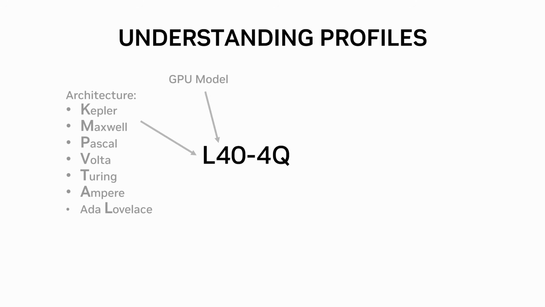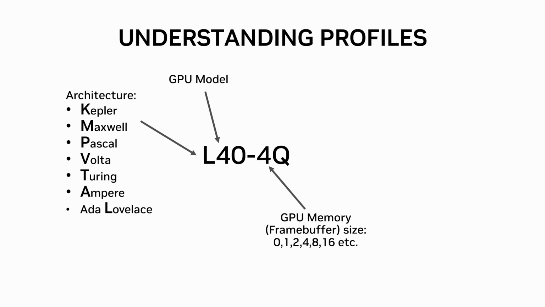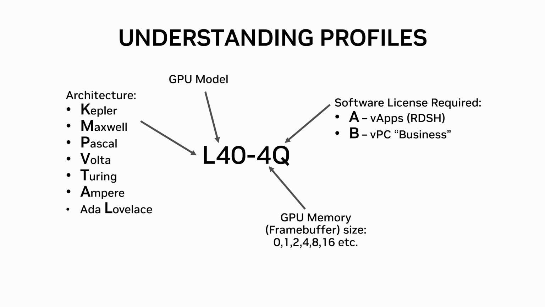So the first part of the profile is the name of the GPU. The number is the amount of GPU frame buffer that will be allocated exclusively to the virtual machine. And the letter at the end is the type of license. A is for virtual apps or RDSH based server desktops. B is for our business profile for office workers, i.e. our virtual PC licensing. And Q is for graphics professionals that use RTX Virtual Workstation or Quadro Virtual Data Center Workstation as it used to be known.